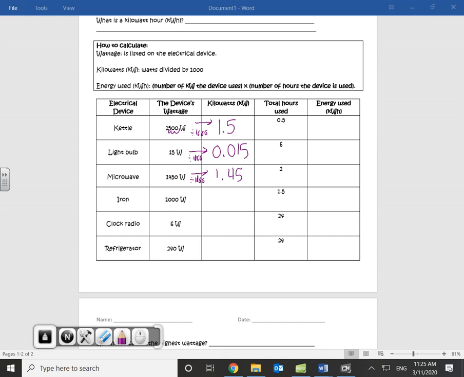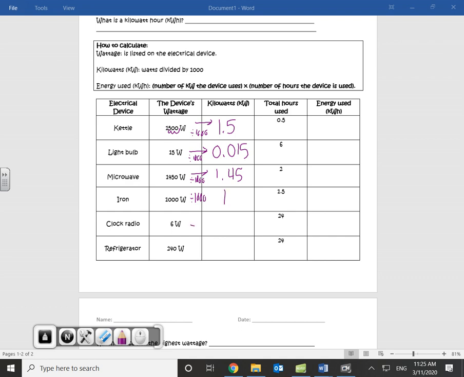Okay, I want you to try a couple yourself. Pause the video now, complete the column, and when you are finished, hit unpause, and I'll go through the answers with you for this column only. Okay, hopefully you just hit play again, and we're continuing on with checking our answers. So, 1,000 divided by 1,000 is 1.